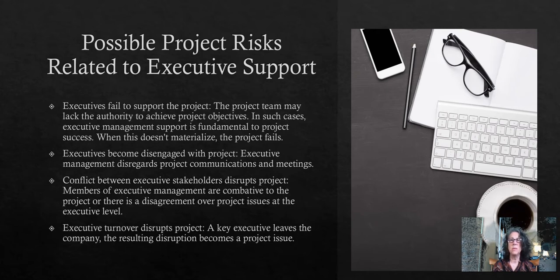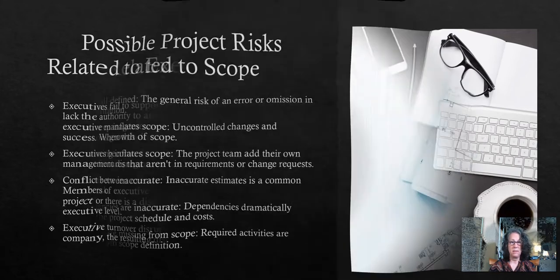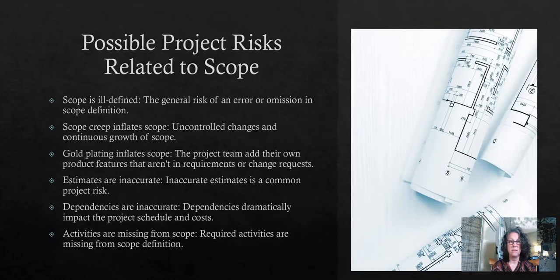There was also the risk of the CIO abruptly leaving the organization and deciding it wasn't a good fit for them. And then what would become of the project. So those were some of the risks related to executive support. Now moving on to project risks related to scope.